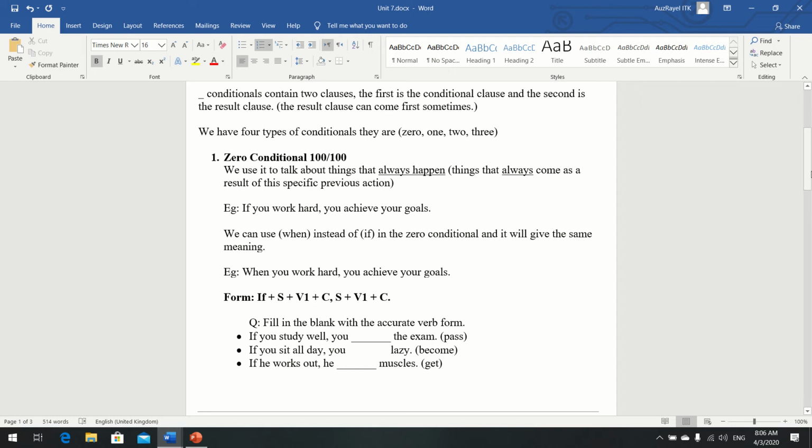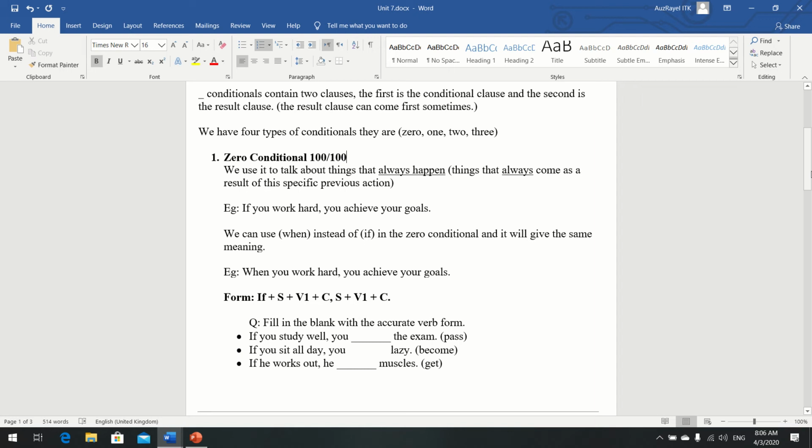There's another point, which is we can use when instead of if in the zero conditional, and it will give the same meaning. So if you want to know that this statement or sentence is a zero conditional, just replace the if with the when. If it gave the same meaning, that means this conditional is type 0. For example, the same sentence that we have taken before, which is if you work hard, you achieve your goals, you can say when you work hard, you achieve your goals. And the statement or the sentence will be accurate as well.